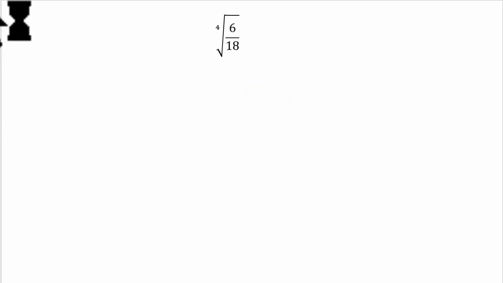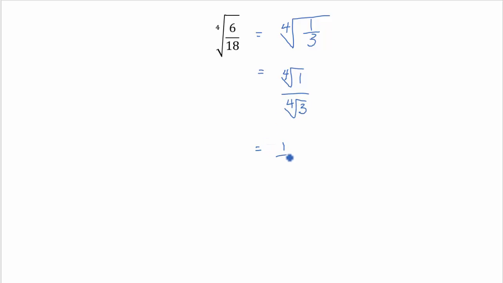How about the fourth root of 6/18? Well, 6/18 can reduce to the fourth root of 1/3. So let's break that apart. The fourth root of 1 over the fourth root of 3. But the fourth root of 1 is just 1.